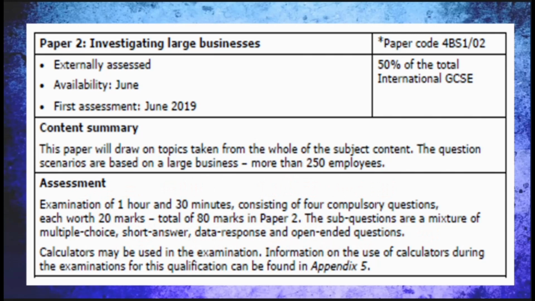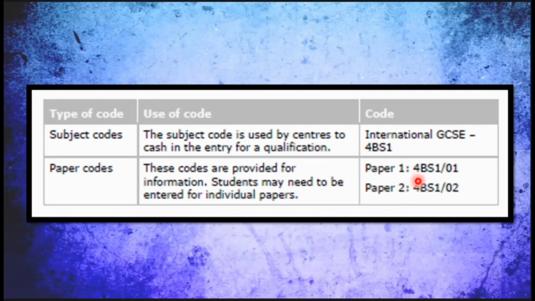So this is all about paper 1 and paper 2. All the subject content topics are included for both large business and small business. The only difference lies in the number of employees. A case study, as I have told you, so based on that case study different skills are being assessed. So just to make it clear, it is paper 1 for 4BS1 01 and paper 2 for 4BS1 02.